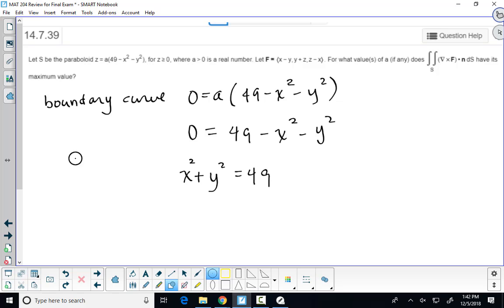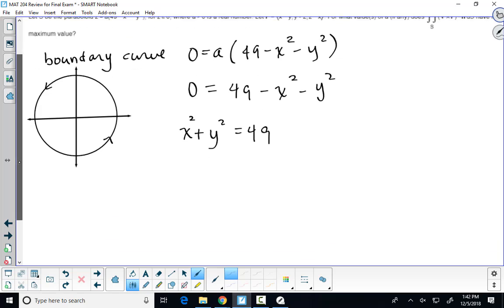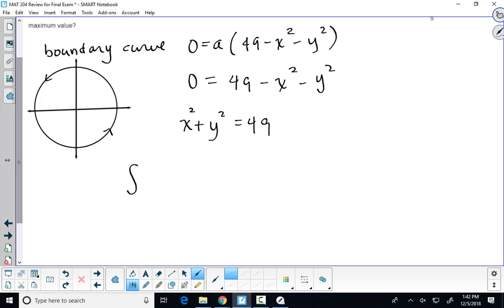Was that the question? Yes, that was the question. So there is our boundary curve no matter what. It does not matter what that a value is. So what that tells us is that the line integral is unaffected by that a value, because the line integral says that you're going to integrate F dot dr on this curve.